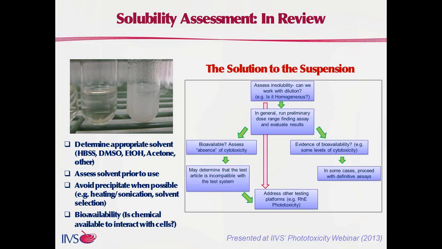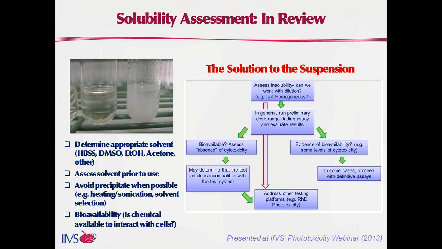The most important consideration, though, that we have to consider when talking about solubility is bioavailability. We need to make sure that our test chemical is available to the cells. And so this graphic here, which I like to call the solution to the suspension, really outlines how we handle this here at IAVS.